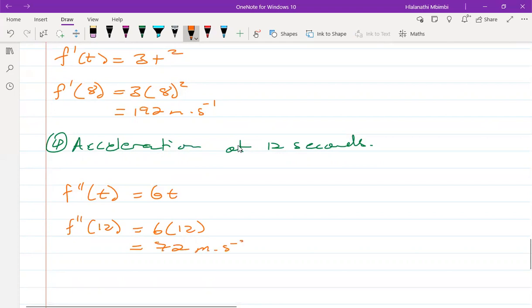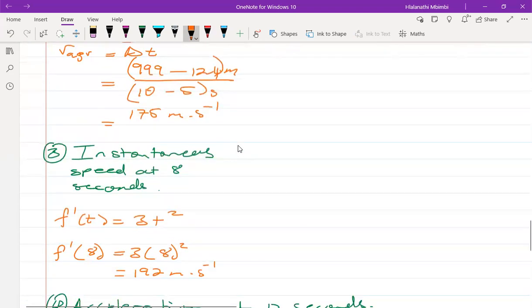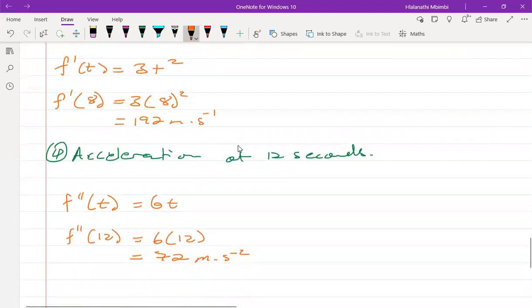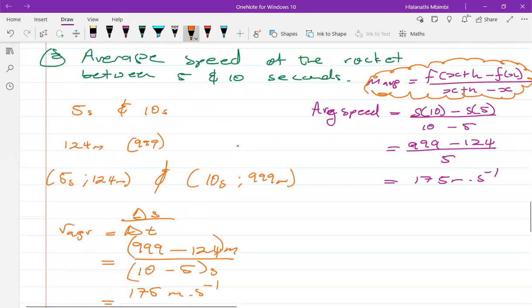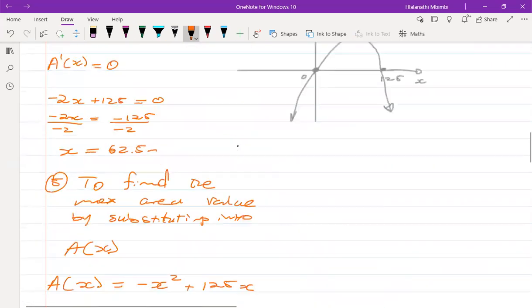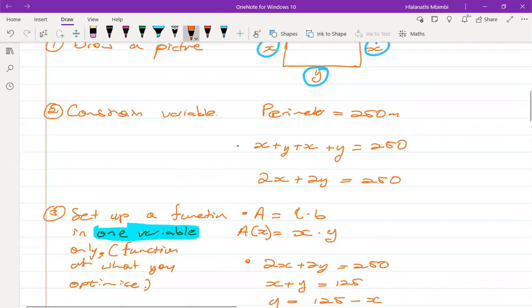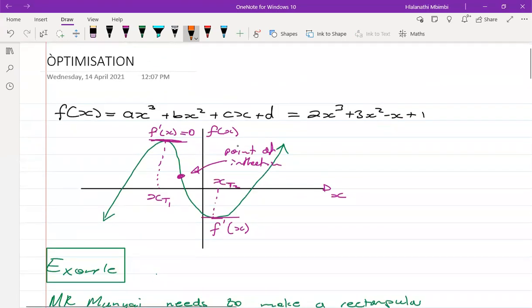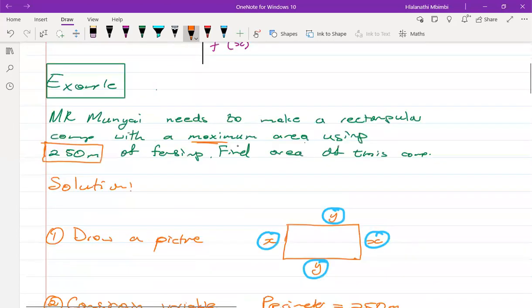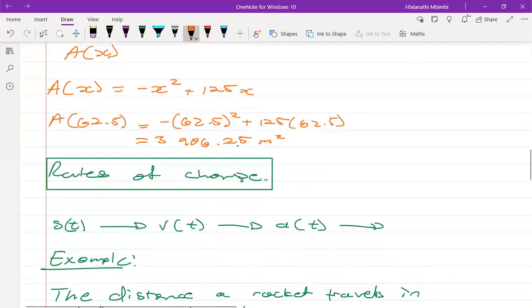Meters per second squared, it's acceleration. So these are the two applications. Are you happy with that? Are you confirming that? Yes, sir. Thank you. These are the two applications that we have. There are other applications, just that you guys don't do them. We do related rates.